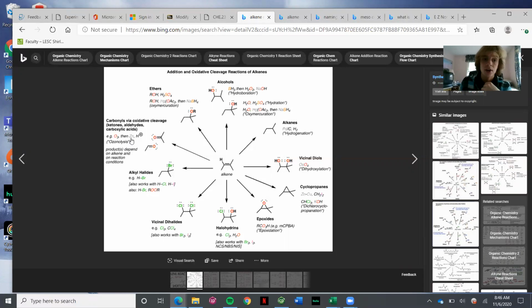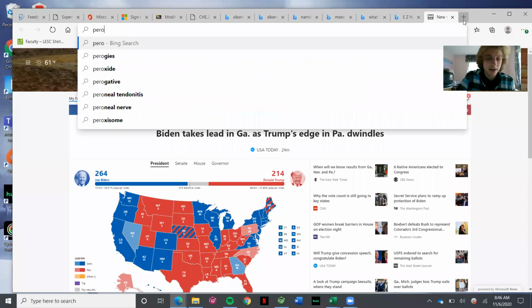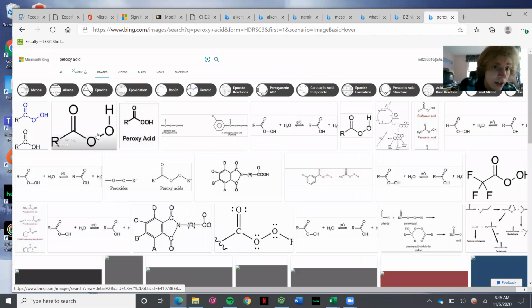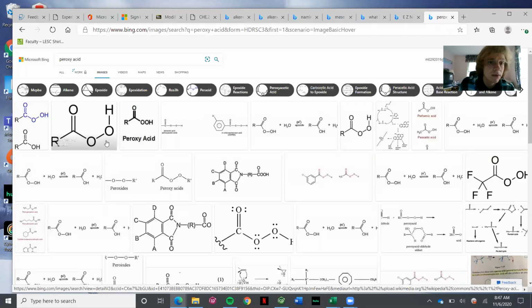Now to form epoxides, there's only one way to form epoxides, just like ozone. Ozonolysis uses ozone, and anytime you see ozone, you know it's ozonolysis. Same thing with epoxides. Anytime you see mCPBA, epoxide. That stands for meta-chloroperoxybenzoic acid. So any peroxy acid can form an epoxide. And I'll show you what a peroxy acid is. It's just like an ester with an extra oxygen right here. See? So it's a carboxylic acid in this case with an extra oxygen, a peroxy acid.